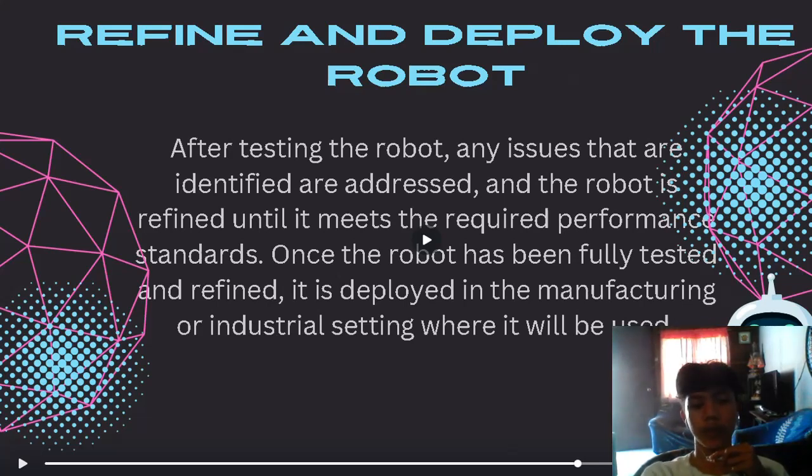In conclusion, creating an industrial robot requires expertise in multiple engineering disciplines, from designing the mechanical structure to writing the software code and refining the robot's performance. Each step is critical as the demand for automation in manufacturing continues to grow. Industrial robotics will play a significant role in driving efficiency, productivity, and innovation.